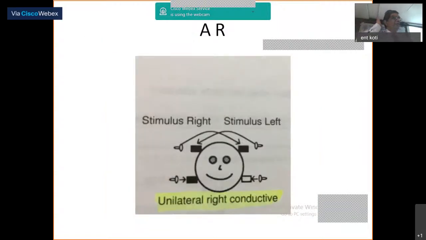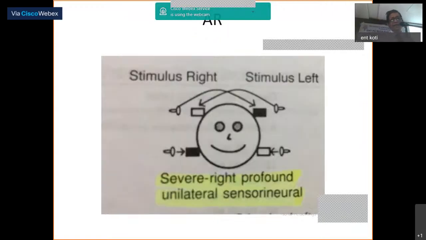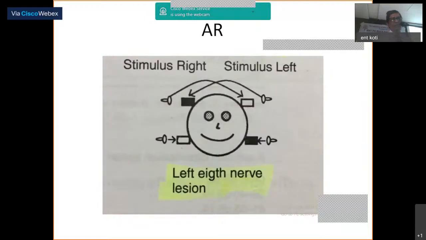Unilateral right conductive. So what happens? This stapedius contracts. This stapedius does not contract with the other conductive loss. Get it? It's not easy. Read again. Then severe to profound unilateral sensorineural loss. Then eighth nerve lesion. If there is a left eighth nerve lesion, so what happens? This ear cannot hear. So will this stapedius contract? Because of the nerve integrity, will this stapedius contract? Every day you practice, you will get the answer.